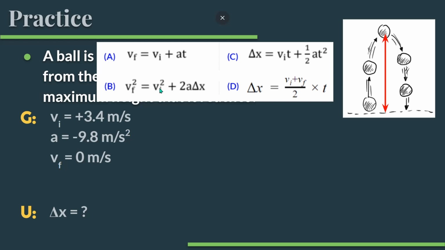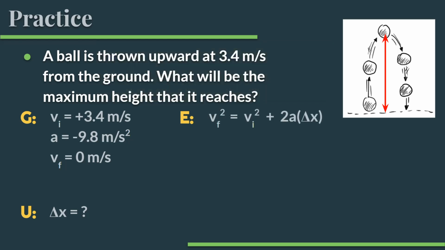look at those variables. Here's my VF, my VI, my A, and delta x. That will allow me to solve for delta x. Okay, we can't solve for delta x with equation A because it's not in there. All right, so we're going to use equation B. VF squared equals VI squared plus 2A delta x. Substitute in, looks like this. 0 squared equals 3.4 squared plus 2 times negative 9.8 times delta x.